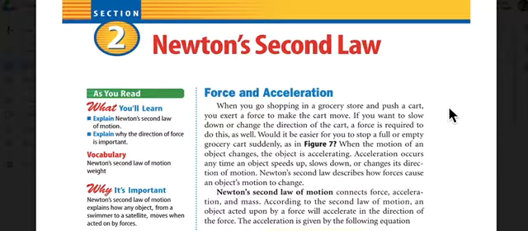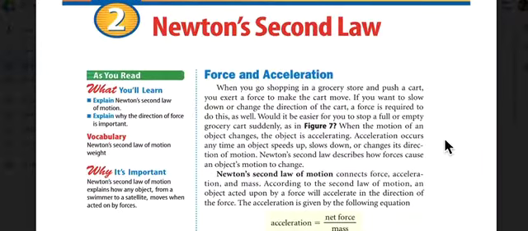Force and acceleration. When you go shopping in a grocery store and push a cart, you exert a force to make the cart move. If you want to slow down or change the direction of the cart, a force is required to do this as well. Would it be easier for you to stop a full or empty grocery cart suddenly, as in Figure 7? When the motion of an object changes, the object is accelerating. Acceleration occurs anytime an object speeds up, slows down, or changes direction of motion.